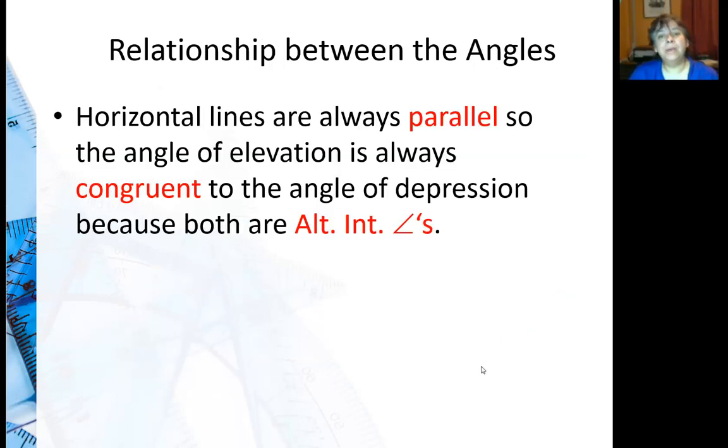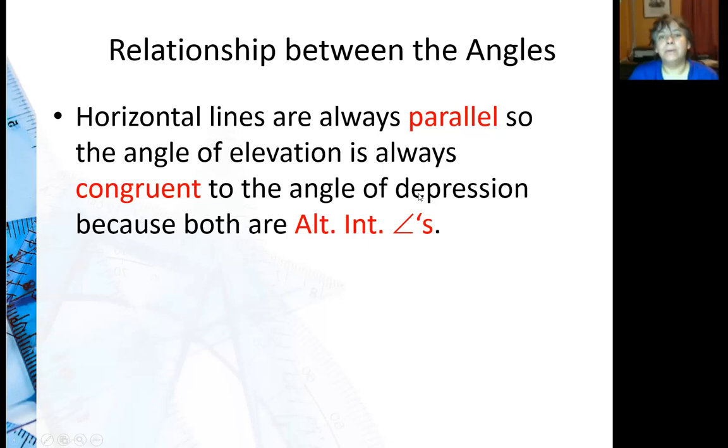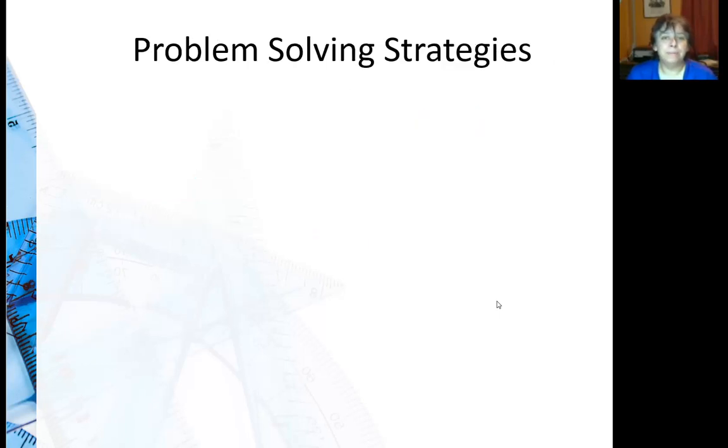So the cool thing about the relationship between the two angles, let me go back here, since these horizontal lines are always parallel, and you have a transversal here, the two blue angles will always be congruent because they're alternate interior angles, which means that the angle of elevation is always congruent to the angle of depression because both are alternate interior angles.